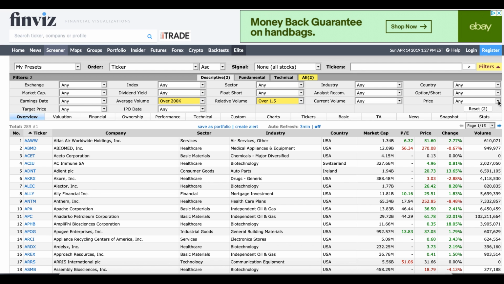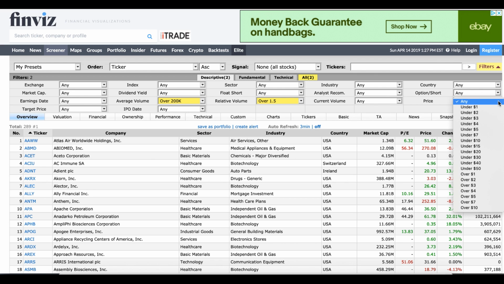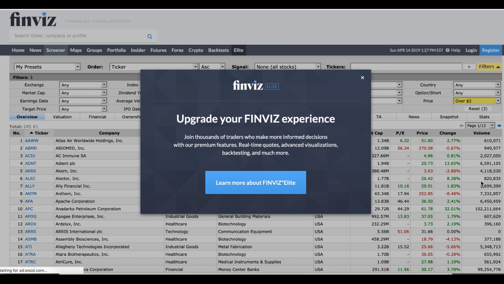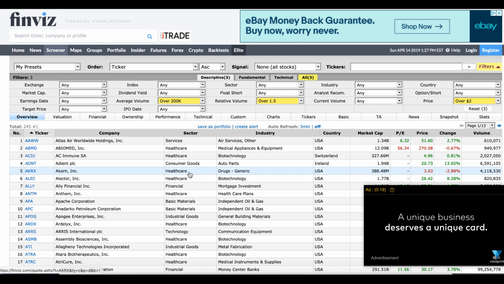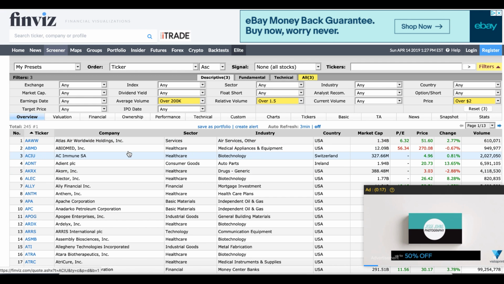The price, I don't like to trade stocks under $1. So I'm going to filter out anything, I'm going to want stocks over say $2. Let's just say $2. And I'm not using the upgraded version. So now we're down to 245. So we really didn't make much of a difference on that.